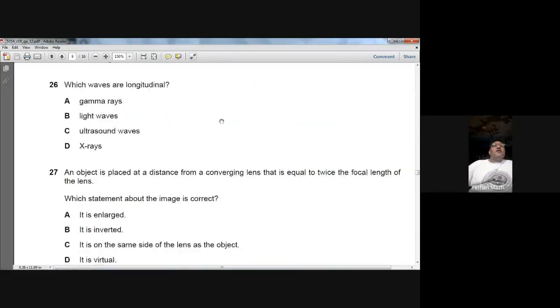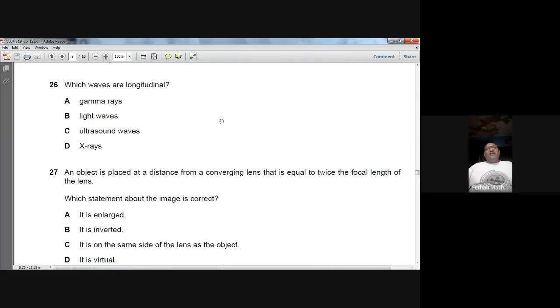Okay. Question 26 is on the screen. Which waves are longitudinal? Gamma rays. Gamma rays are electromagnetic. They are transverse waves. Light waves. They are transverse waves. Ultrasound waves. They are sound waves. They are longitudinal. This is the option.